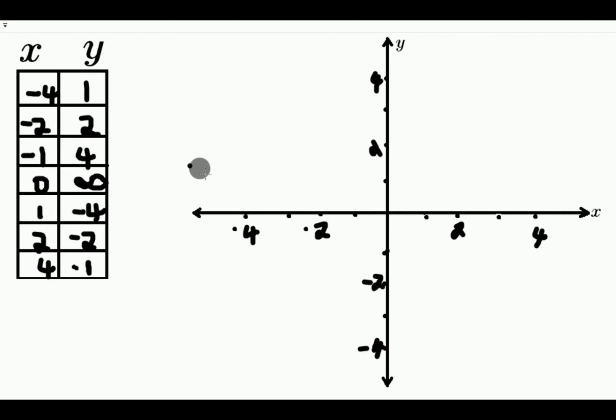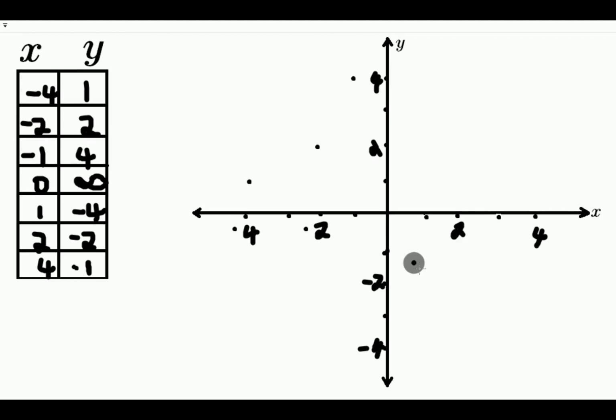So using the information that we're given, for minus 4 on the x-axis, we have 1 on the y-axis, so it will be here. Minus 2 and 2, the point will be here. Minus 1 and 4, so the point will be here. 0 and infinity, so there's nothing, it's undefined.